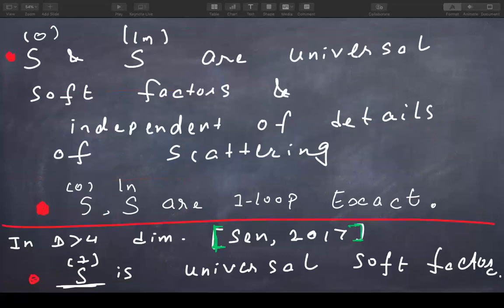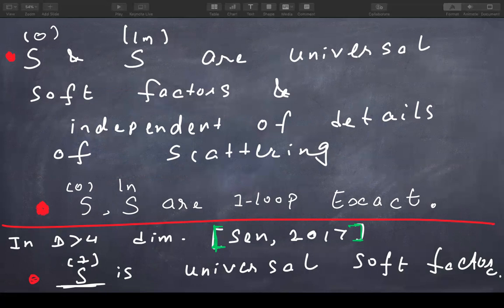So S0 and S log are truly universal in the sense that they are independent of the higher derivative interactions and independent of the loop order that you look at. In that sense, they are completely independent of the details of the scattering, and they are exact: S0 is in fact tree level exact, with no correction beyond tree level. S log is one loop exact, and it has no correction from the infrared effects coming from higher than one loop.